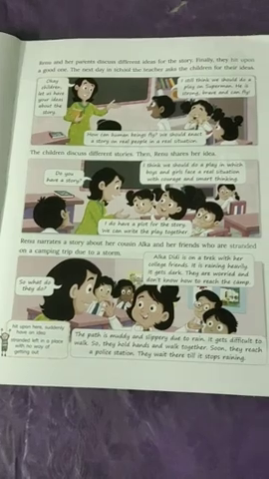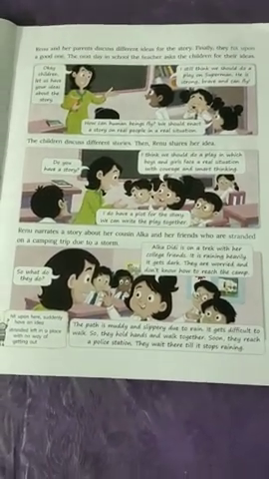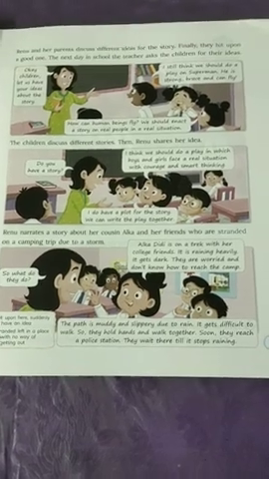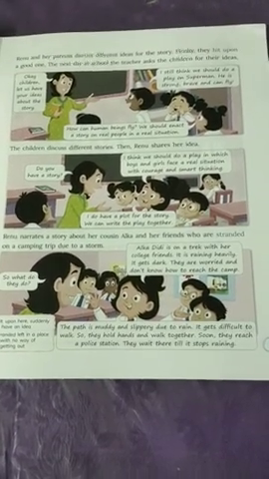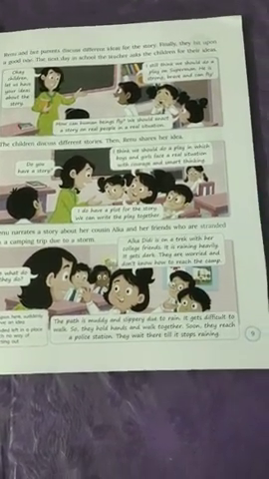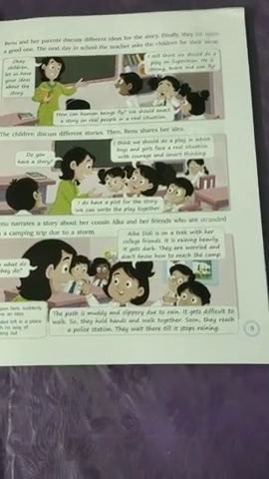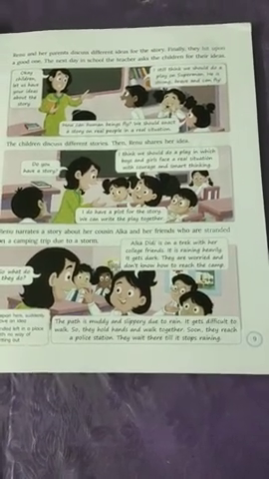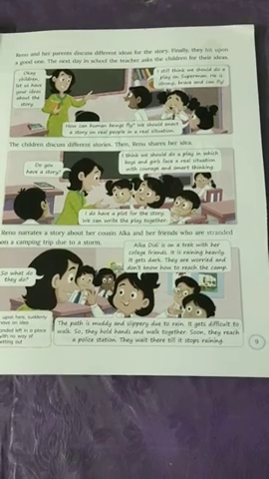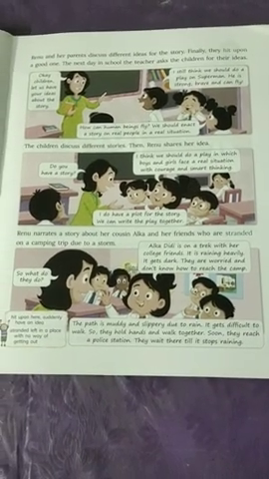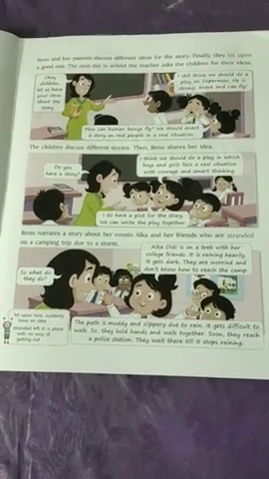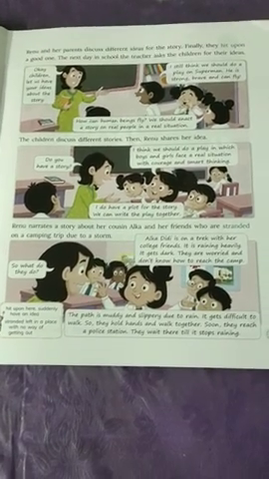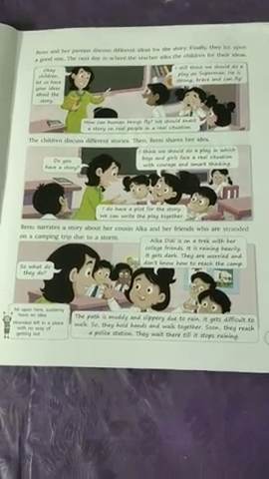Okay children, let's have your ideas about the story. I still think we should do a play on Superman. He is strong, brave and can fly. How can a human being fly? We should enact a story on real people in real situations. The children discuss different stories. Then Renu shares her idea.